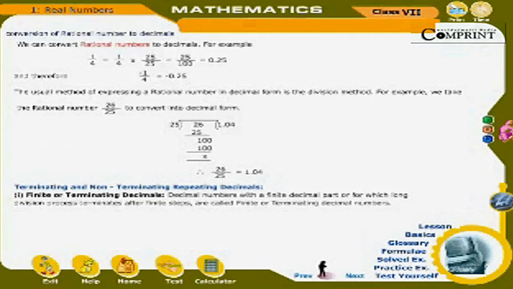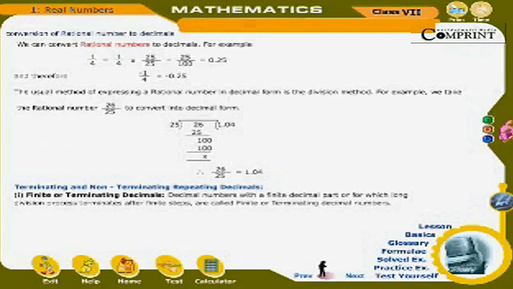Conversion of rational numbers to decimals. We can convert rational numbers to decimals. For example, 1 upon 4 is equal to 1 upon 4 into 25 upon 25, is equal to 25 upon 100, is equal to 0.25, and therefore minus 1 upon 4 is equal to minus 0.25. The usual method of expressing a rational number in decimal form is the division method. For example, we take the rational number 26 upon 25 to convert into decimal form. On dividing 26 by 25, the quotient we get is 1.04 and the remainder will be 0. Therefore, 26 upon 25 is equal to 1.04.